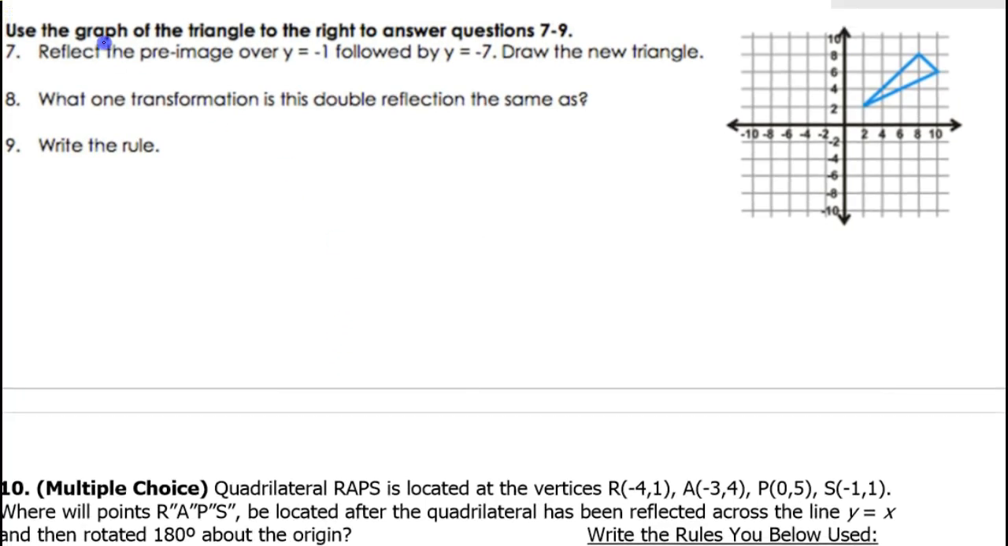Number 7, use the graph of the triangle to the right to answer 7 through 9. Reflect this preimage over the line y equals -1, followed by a reflection over the line y equals -7. Draw the new triangle. Okay, let's start with reflection over the line y equals -1.